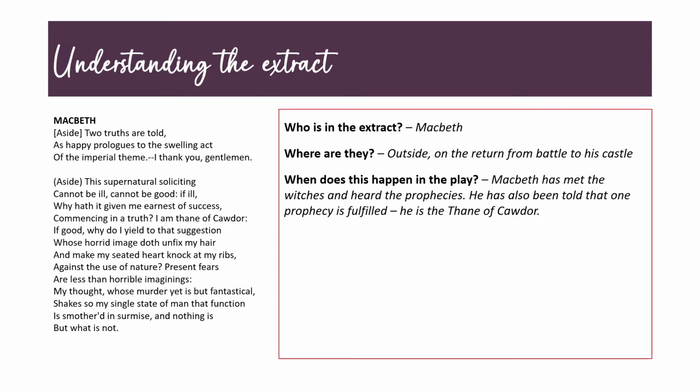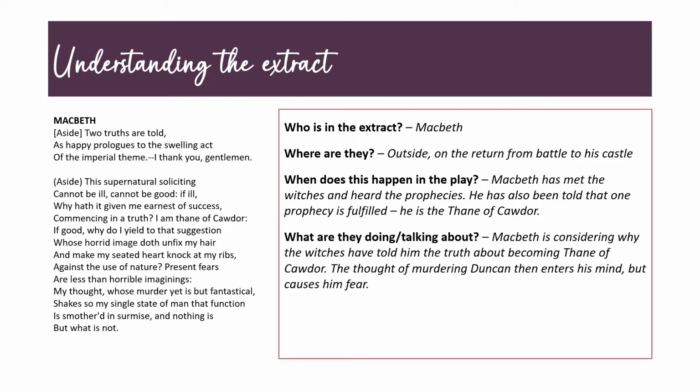What if the prophecy that I'm going to be King of Scotland is also true? How can I make that prophecy come true? Well, I could kill Duncan. So that's what's going on in his head in this scene. Here we go. What are they doing or talking about?